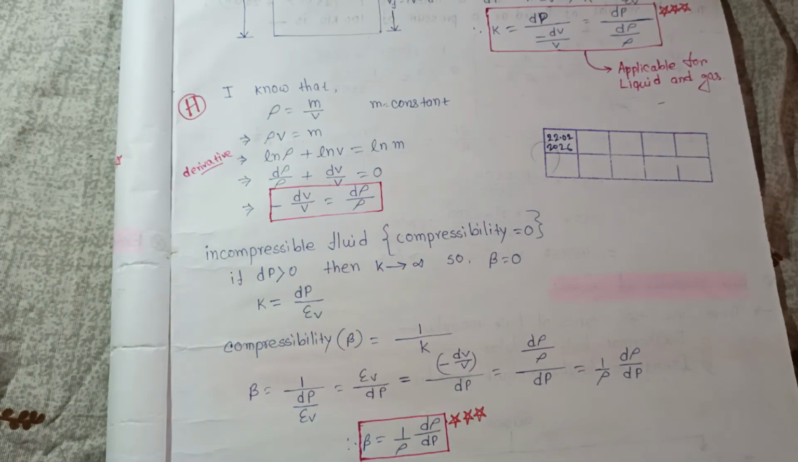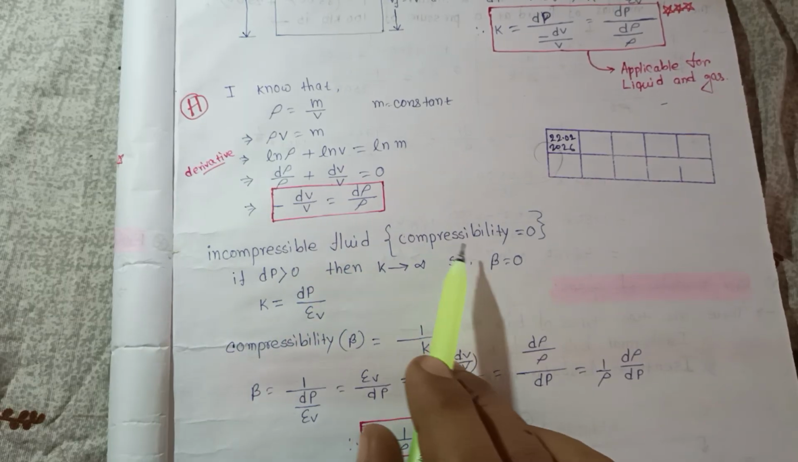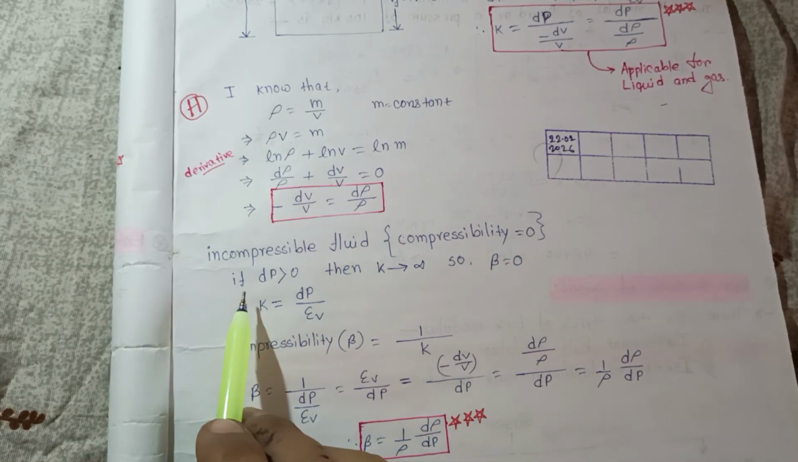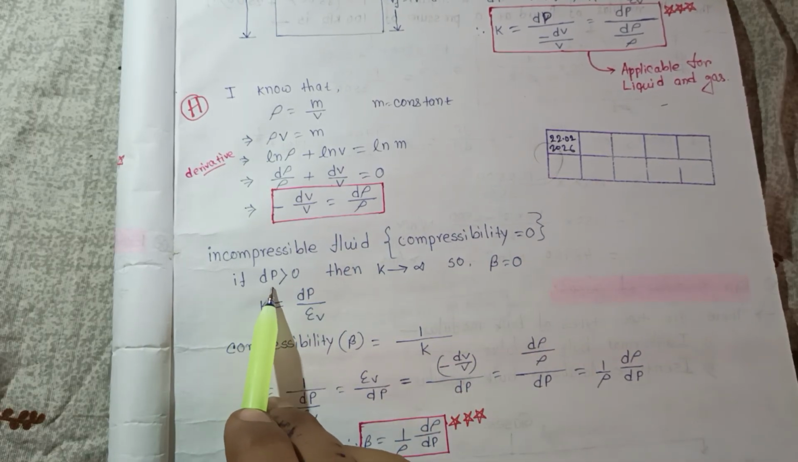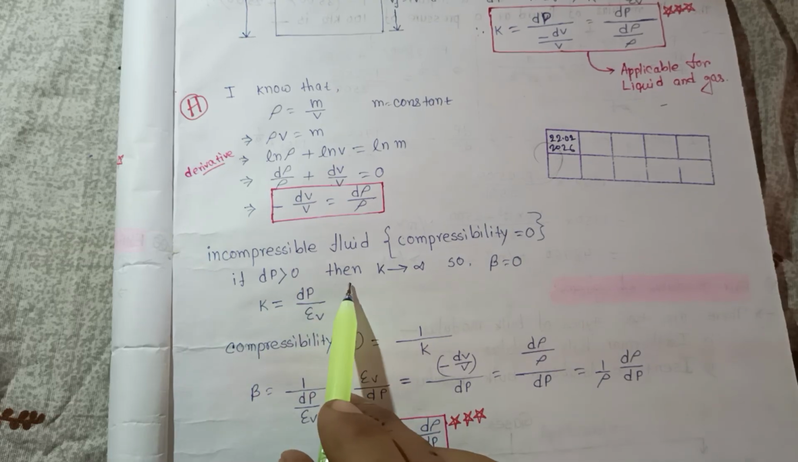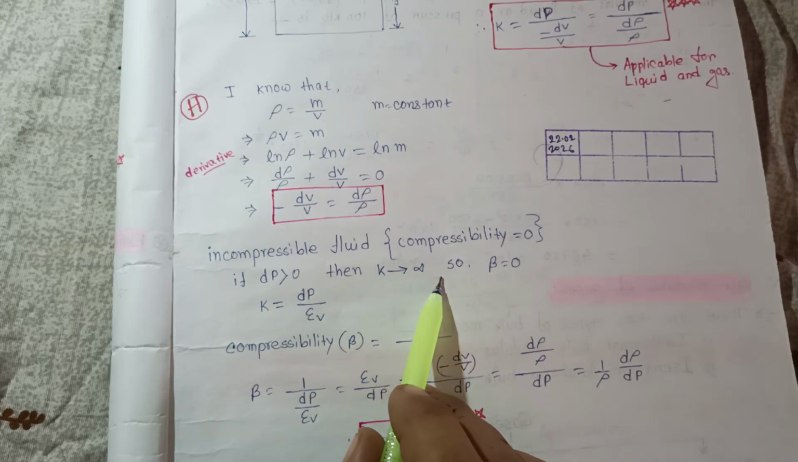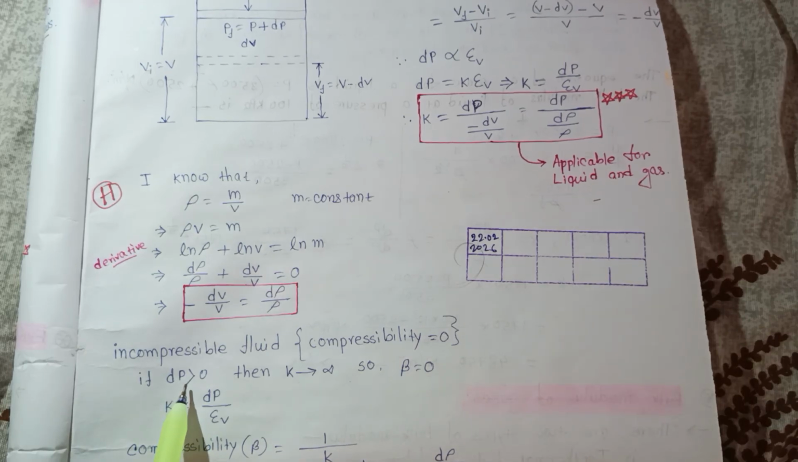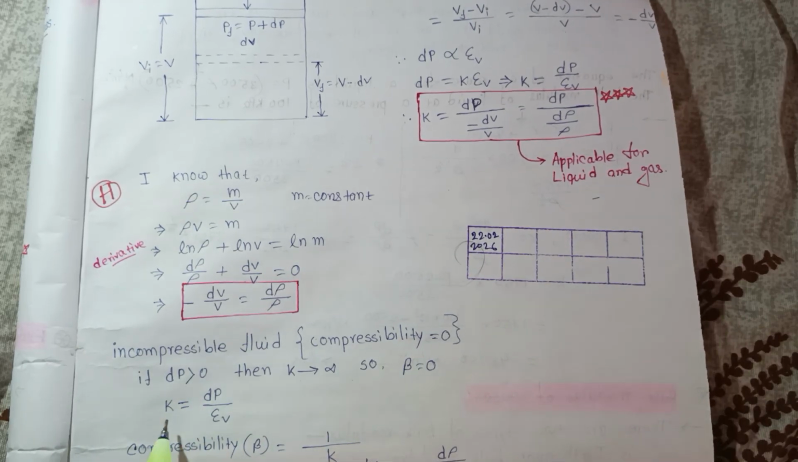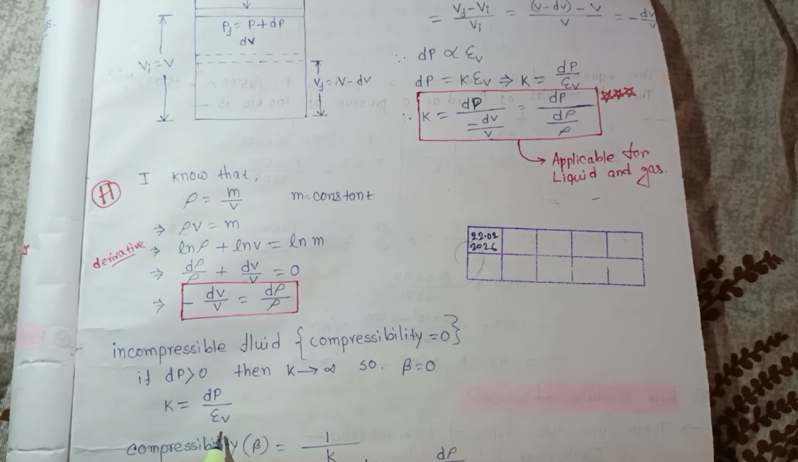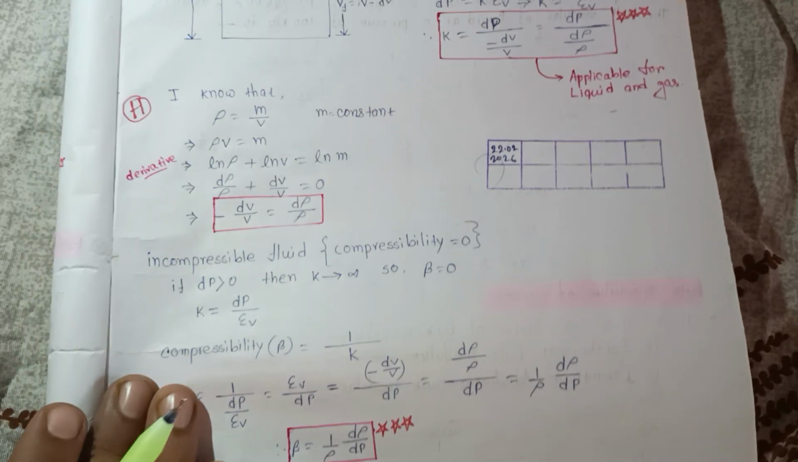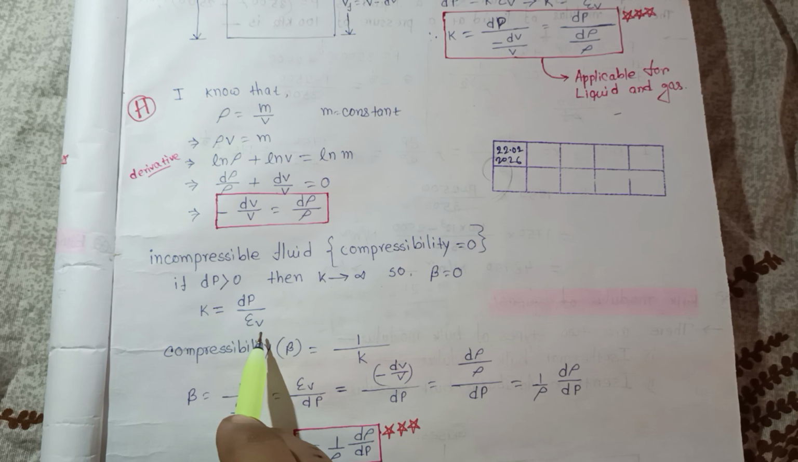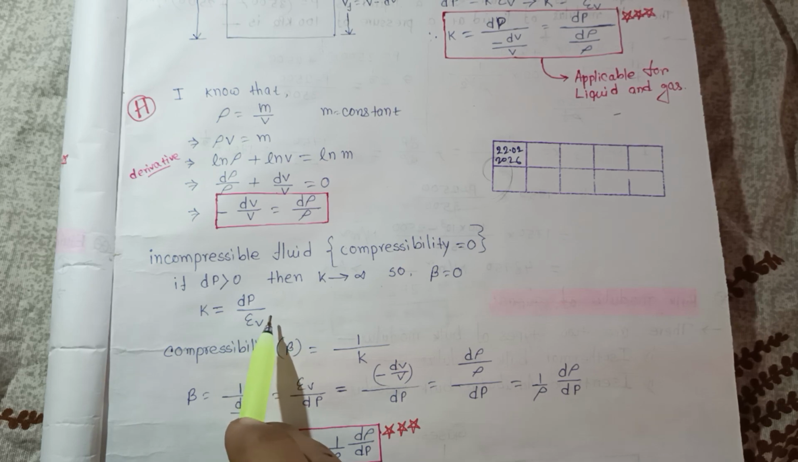So for an incompressible fluid, the compressibility is 0. Why? If dP is greater than 0, then K tends to infinity. We know that K equals dP by minus dV by V, okay. So for an incompressible fluid, the compressibility is equal to 0.